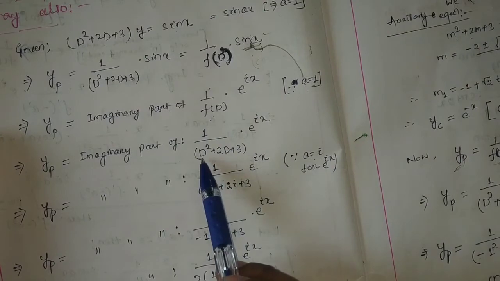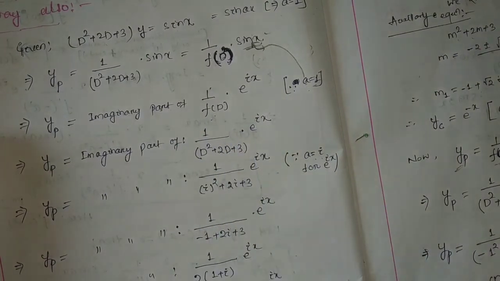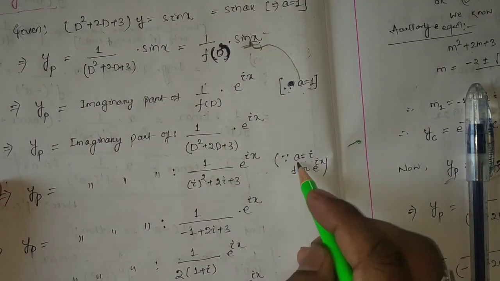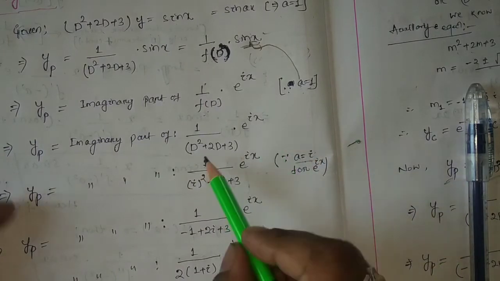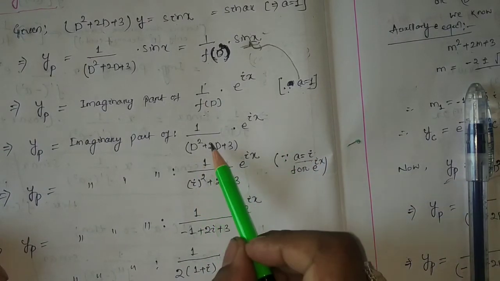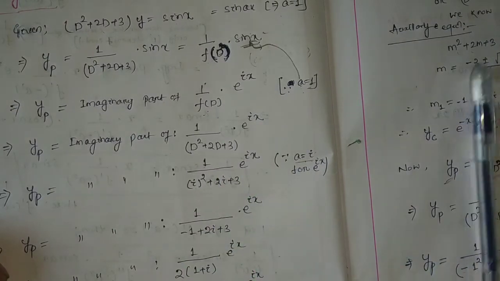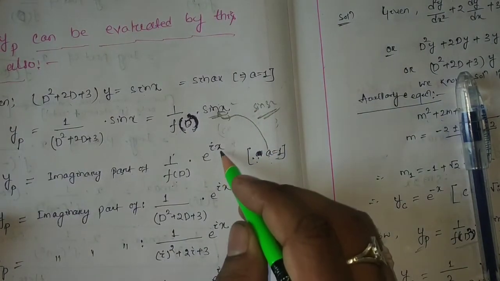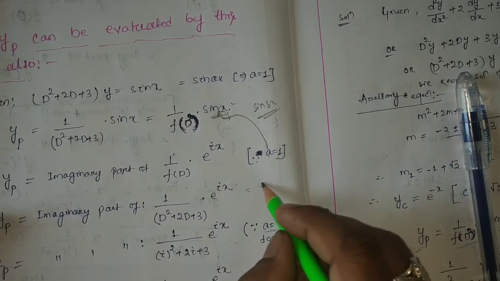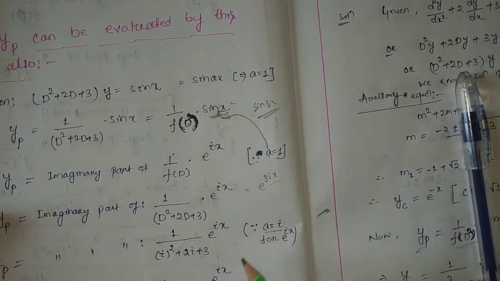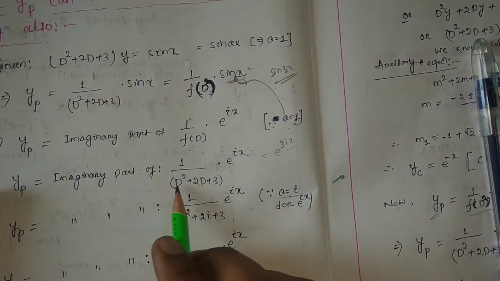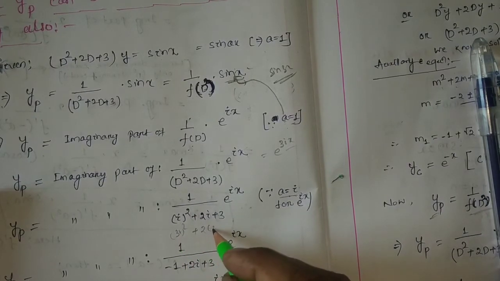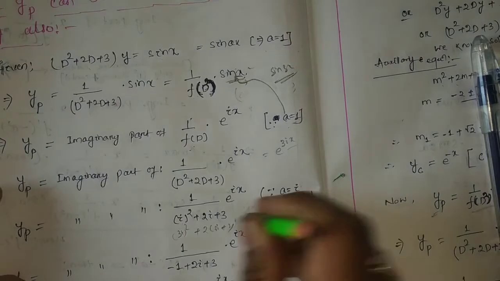and f of D is nothing but D square plus 2D plus 3. So for this situation, what we have to do is put a instead of D, and the value of a is your i. So you just put i instead of D: i whole square plus 2i plus 3, into e to the power ix. Suppose, as I told you, it is written as sin 3x. Then I can write e to the power 3ix. So here instead of D we can put 3i: (3i) square plus 2 into 3i plus 3, like this, right?